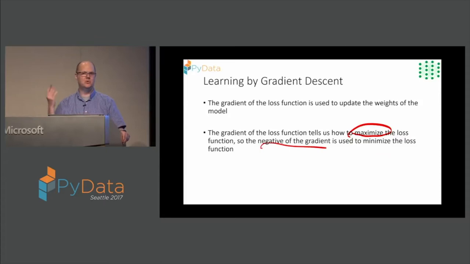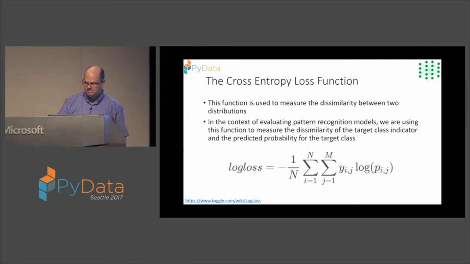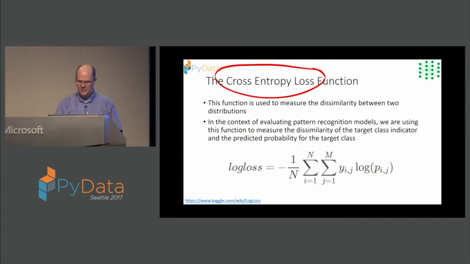function. Cross entropy loss function. This is the most popular thing for classification today in deep learning. This function is used to measure dissimilarity between two distributions. In the context of evaluating pattern recognition models, or pattern recognition is another name for classification models, we are using this function to measure the dissimilarity of the target class indicator and predictive probability for each class.